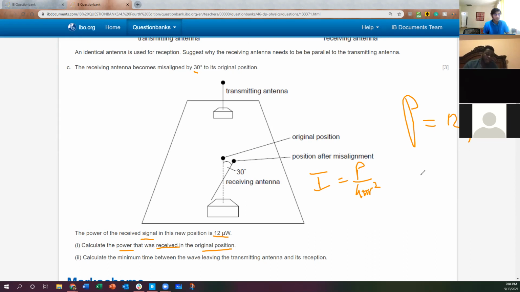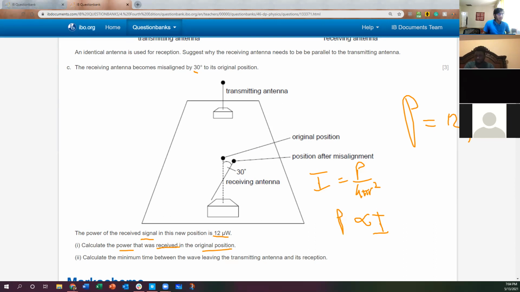Yeah, it's I equals P over 4 pi r squared, because it's power divided over the area. So obviously we can see that power is proportional to intensity. More intensity, more power. So we can apply Malus's law and just essentially use the proportionality there.